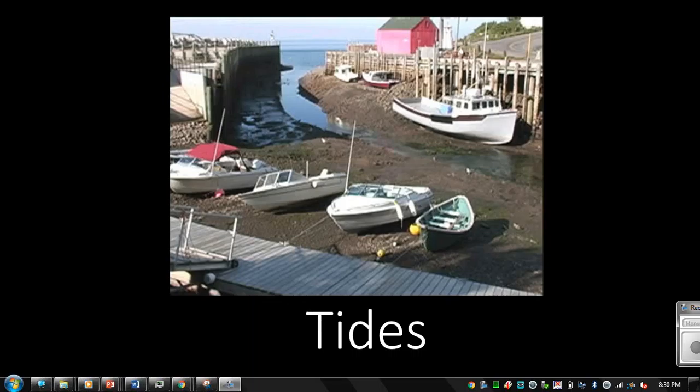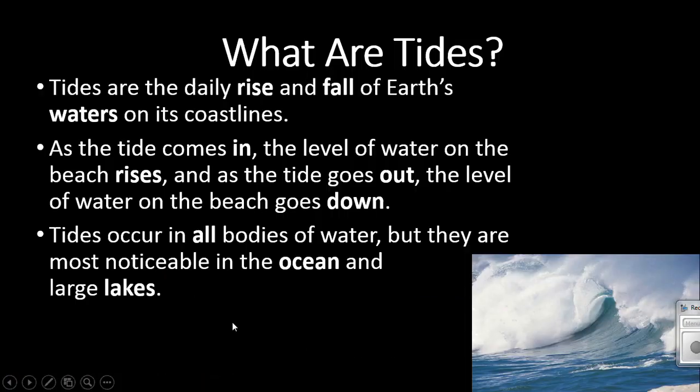Another interaction that happens because of the Earth, Moon, and Sun is the tides, and this happens because of the gravitational pull. In this one, you're looking at a picture of low tide where the water has gone out of an area, left some boats beached. So once again, it's the tides, the daily rise and fall of Earth's water.